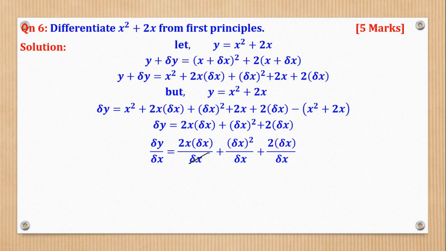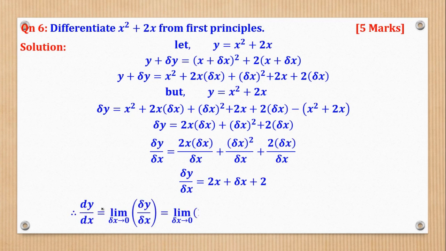Then you realize that this and this can cancel. This and this can cancel, and also this reduces by 1. So I remain with small change in y over small change in x being equal to 2x plus small change in x plus 2. But they want us to differentiate. They want you to get dy/dx.